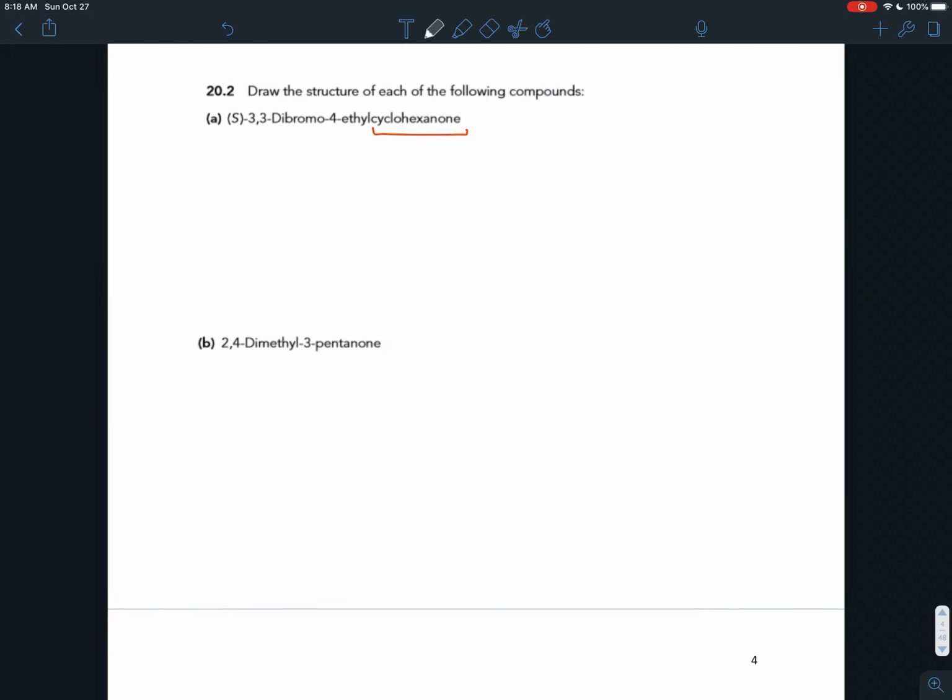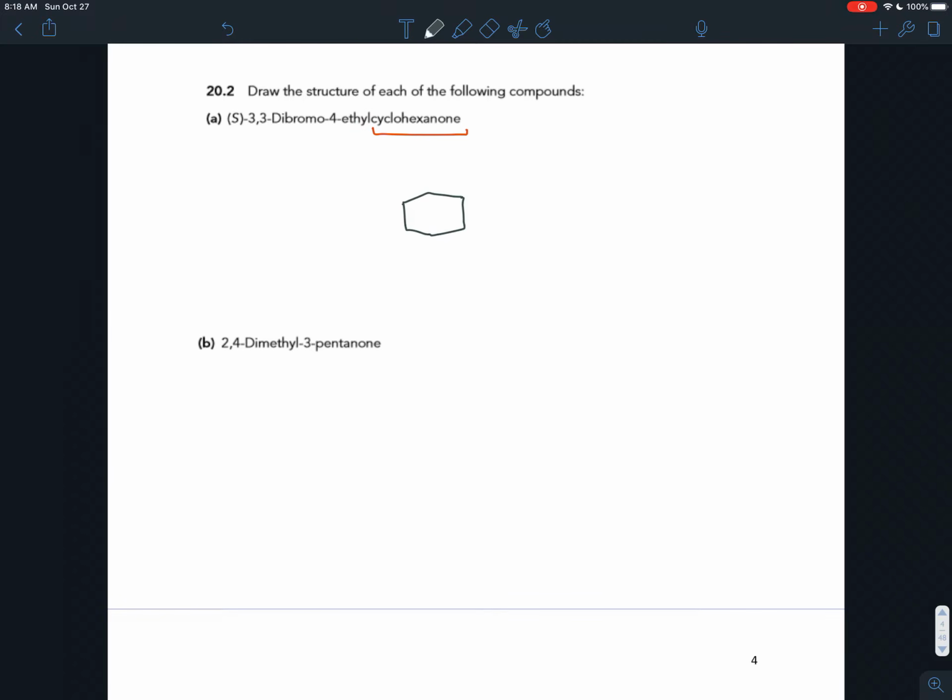Okay. So let's start by drawing the backbone. Cyclo means we're going in a ring, and hex means we have 6 carbons. So that's going to be a 6-carbon ring, looks sort of like a hexagon. The infix is AN, so we're going to have all single bonds within the ring, and the suffix is ONE. That's telling us that we have a ketone.